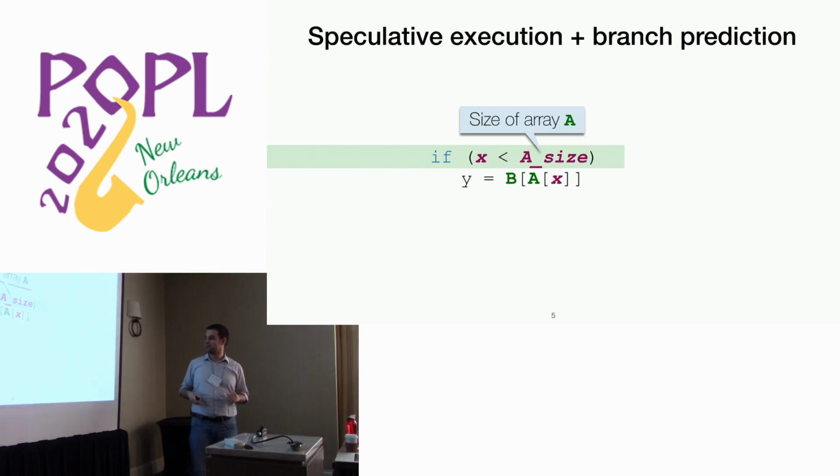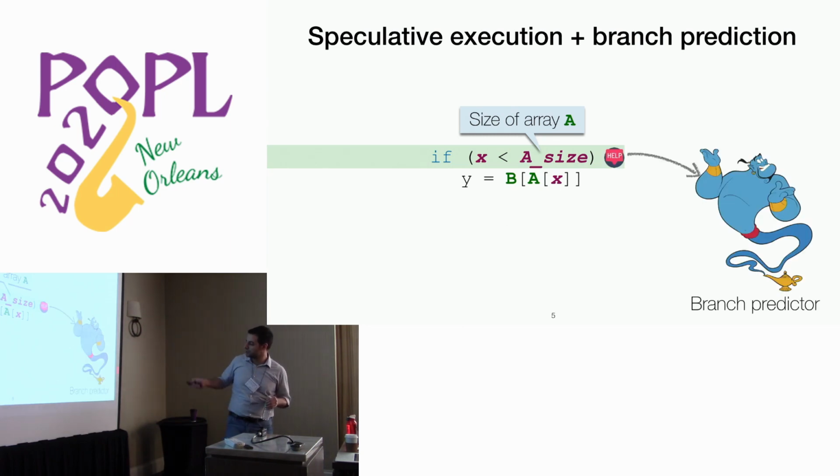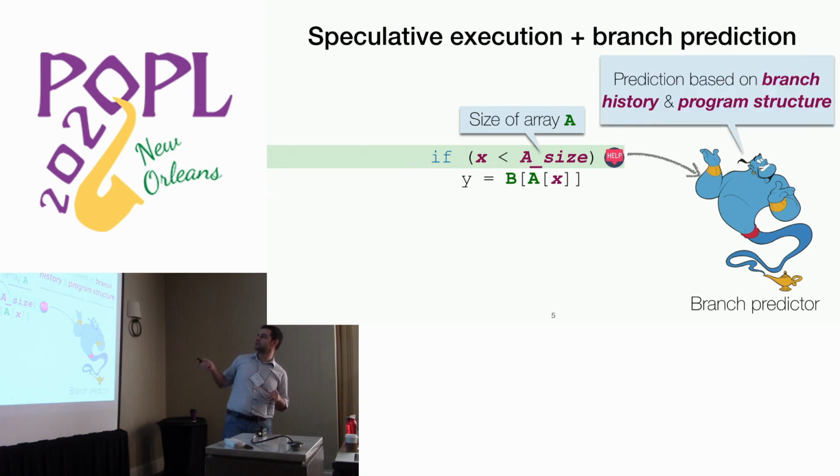And what the CPU does is that rather than waiting, the CPU simply guesses what the outcome of this condition is going to be and continues the execution based on this guess. In a bit more detail, the CPU queries a component called the branch predictor, and the branch predictor does some magic and will tell us whether the condition is likely going to be satisfied or not. A few more details. The branch predictor is actually a number of counters implemented in the CPU, and the prediction depends on the branch history and on the structure of the program.